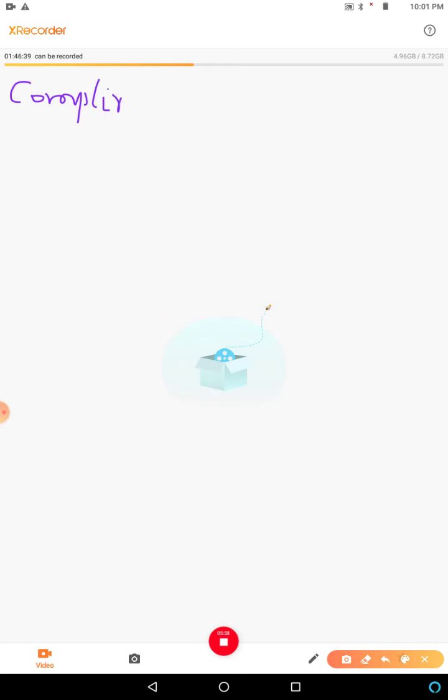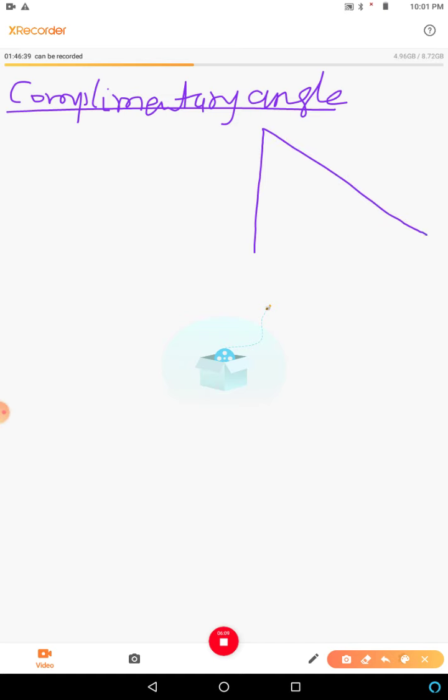Complementary angles. Again for this, draw the triangle. So consider a triangle. This is the right angle at this point. This is point A, we call it B, we call it C. It is a right angle at C. And this angle was theta.